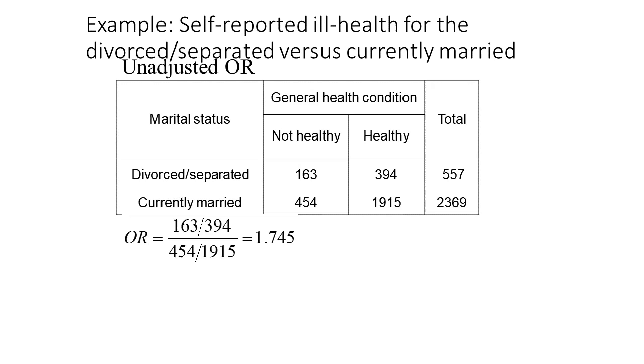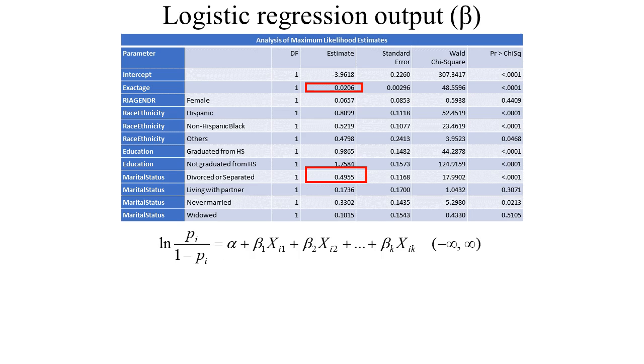This data set has 557 persons above age 20 who are divorced or separated, and among them, 163 said their general health condition was fair or poor. The data set also includes 2,369 currently married persons, among whom 454 said their general health condition was fair or poor. An odds ratio of 1.745 means that the odds of being self-reportedly unhealthy for divorced or separated persons is 74.5% higher than the odds for those currently married. A corresponding adjusted odds ratio is shown in this table as shown earlier.